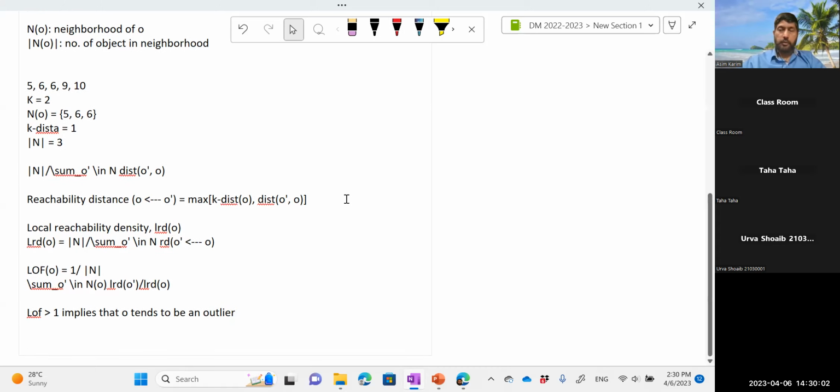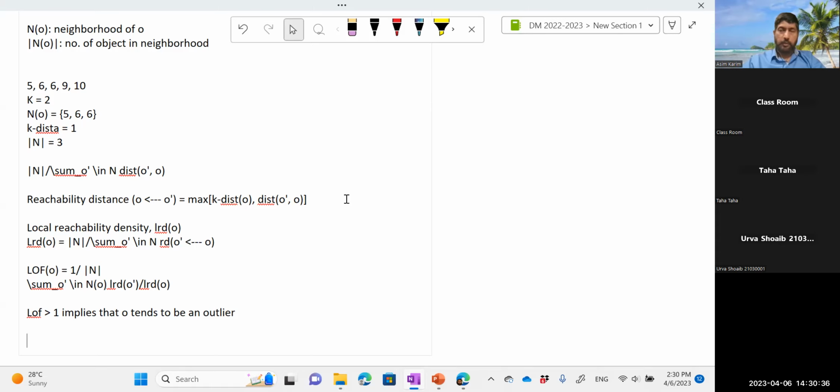Okay, so any questions on this? So the reachability distance part is only a normalization. You can say it's a smoothing approach. But the rest of it, I think, is quite intuitive. You are taking the ratio of the density in the neighborhood with respect to the density of the object itself. Okay. All right. So this was LOF.